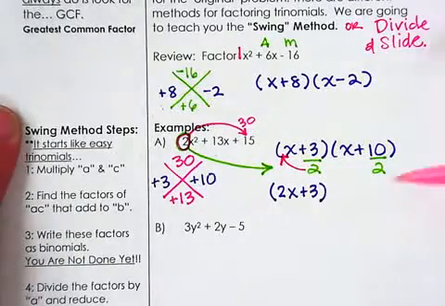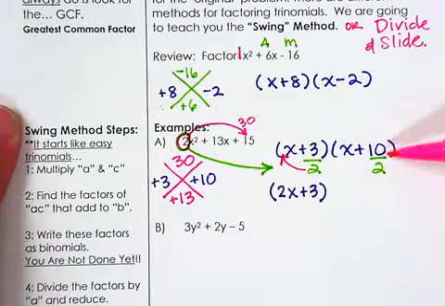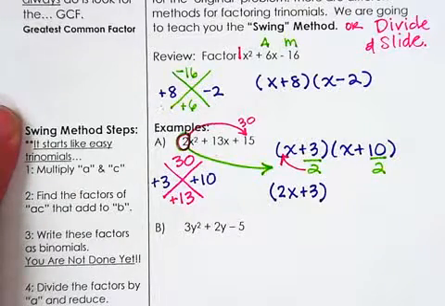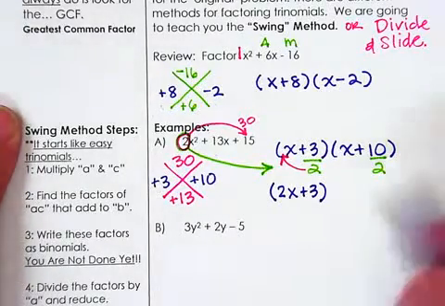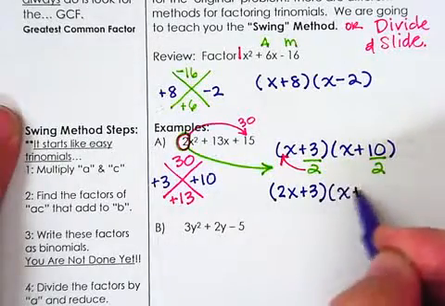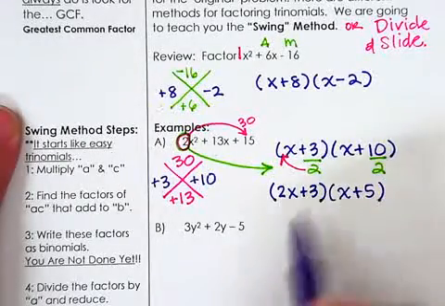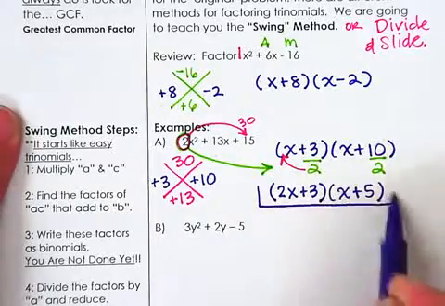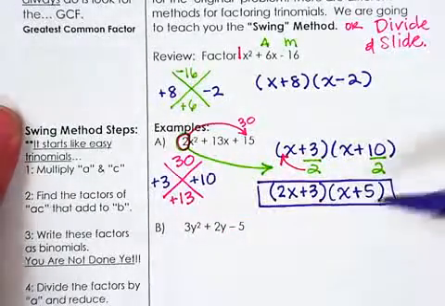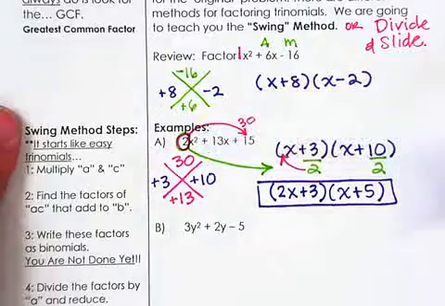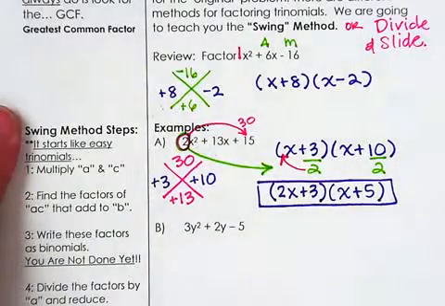And then the same thing here, we do our divide. 10 divided by 2 goes evenly. It goes in 5 times. So that becomes x plus 5. And now everything's been simplified, and if I FOIL this out, I would end up getting 2x squared plus 13x plus 15.